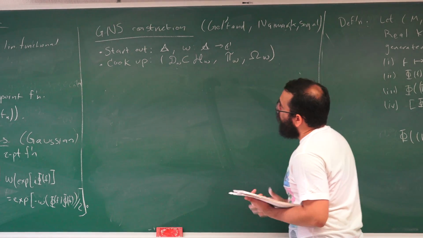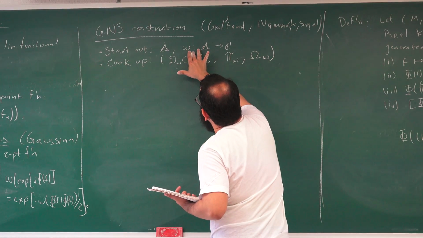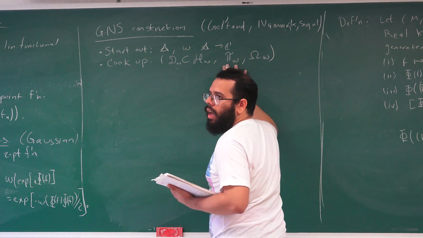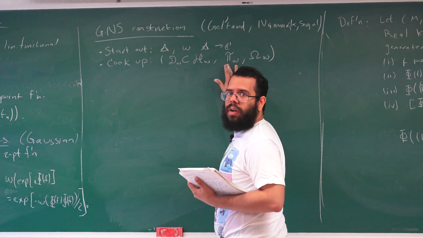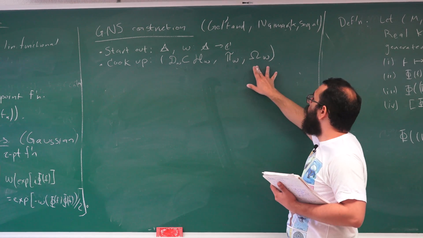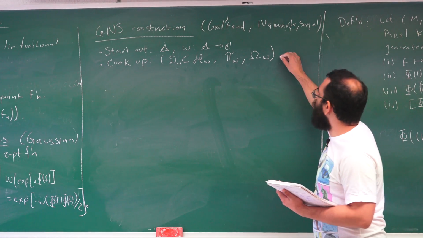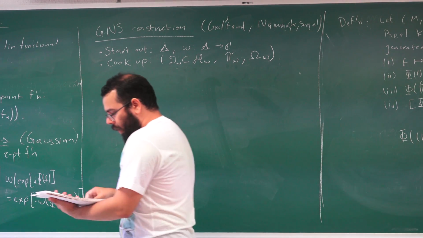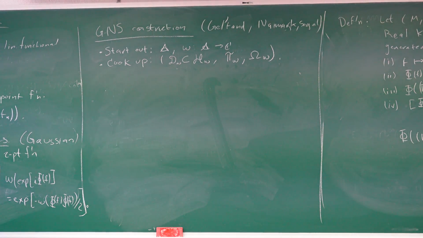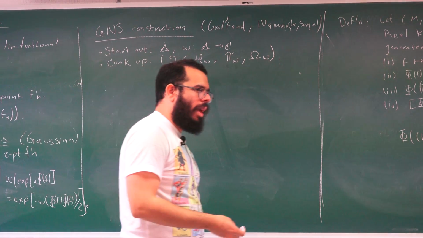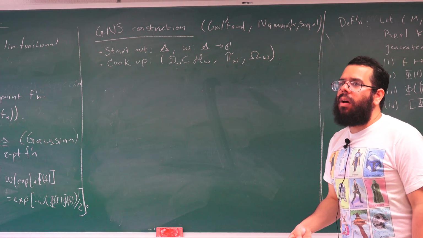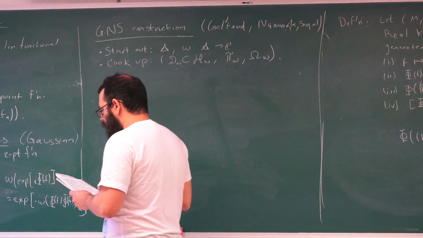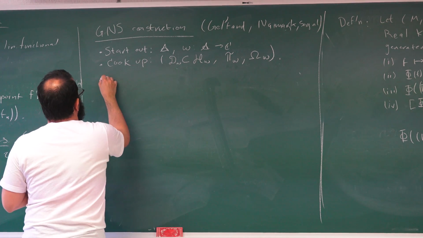So I start out with an algebra and with an algebraic state, and I want to cook up a Hilbert space, a representation that allows me to write algebra elements as operators, and a vacuum. Okay, this is the in, and this is the out of that construction. Okay, and the point is, of course, that we can use the algebraic state to construct some inner product that will eventually become the inner product of the Hilbert space, and so on. Okay, so let me sketch the construction.